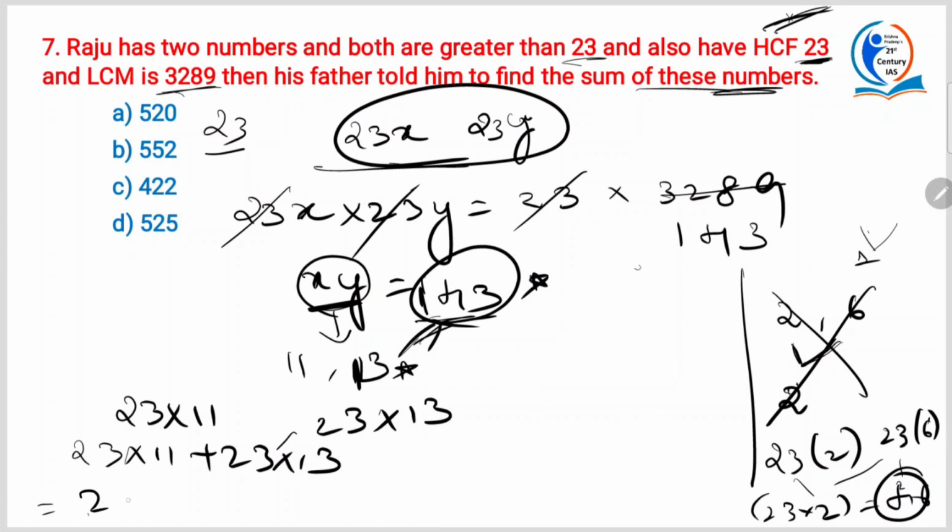Now I will take 23 common and do the math like this, because I don't want to do multiplication twice. 23 into 11 is one multiplication, 23 into 13 is a second multiplication, and then adding. No, I want to do multiplication only once, and addition is fine.